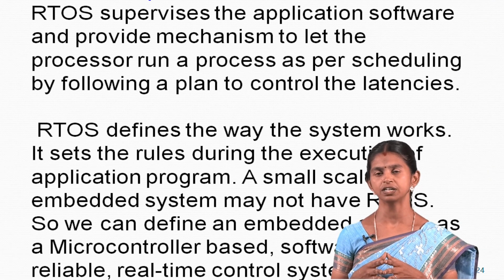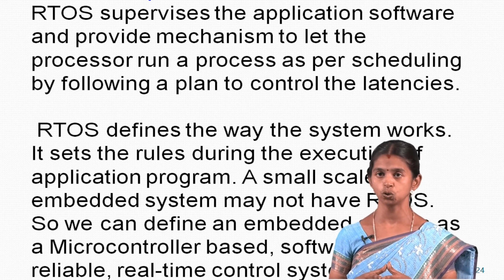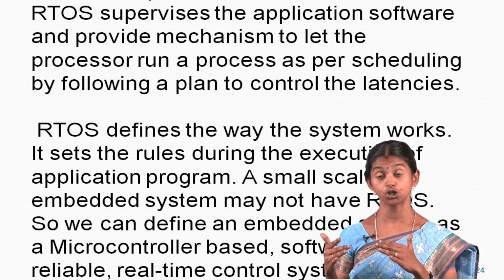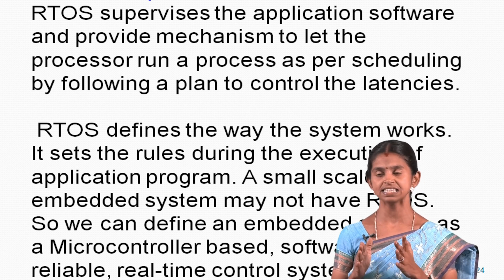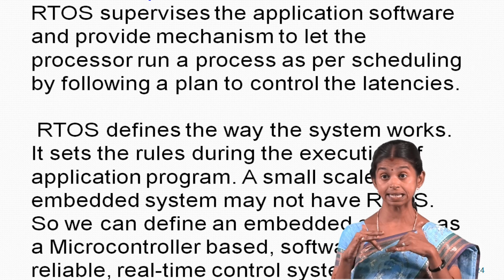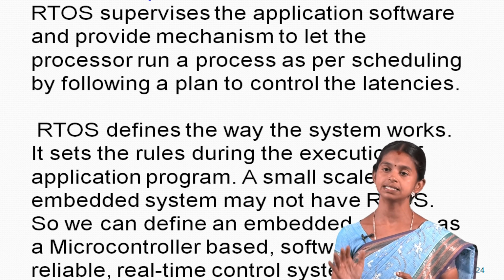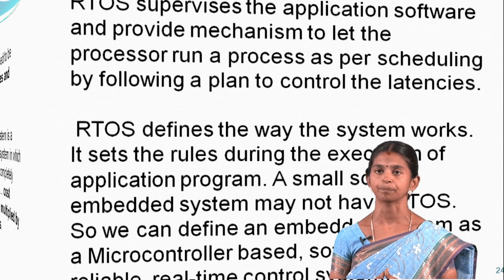What makes an embedded system different is its real-time operation, which can be defined as RTOS. It supervises the application software and provides a mechanism to let the processor run processes as per the scheduling, following a plan to control the latencies. RTOS defines the way the system works. It also sets the rules during the execution of the application program. A small scale embedded system may not have an RTOS, so we can define an embedded system as a microcontroller based, software driven, reliable and real-time control system.